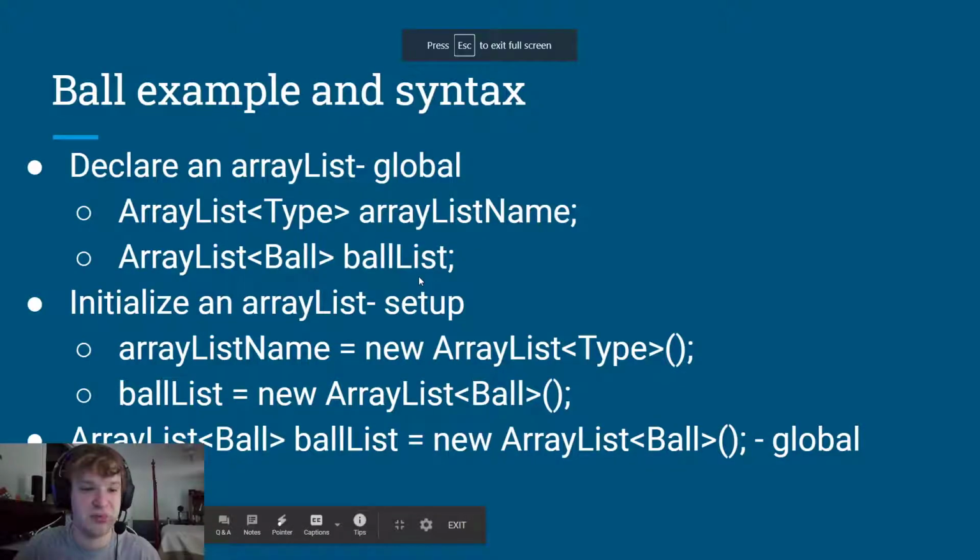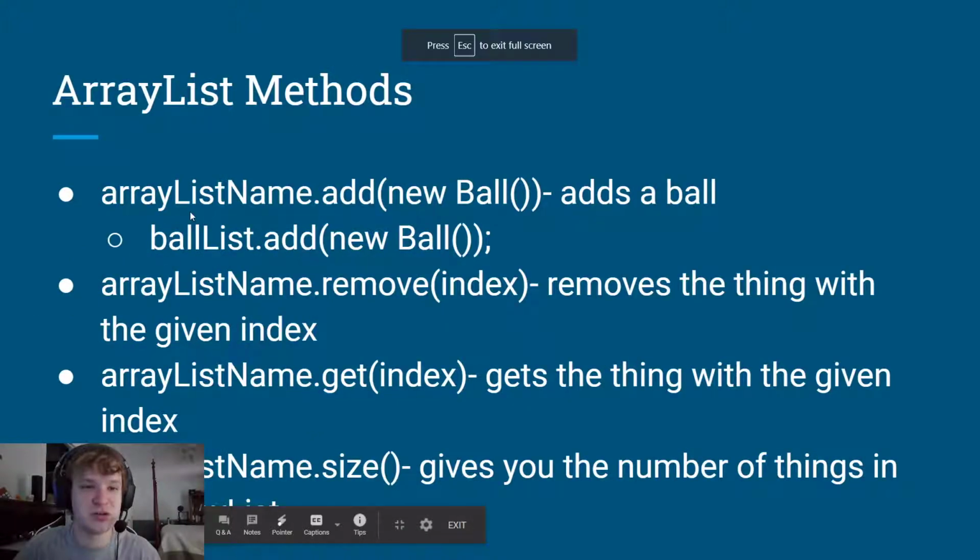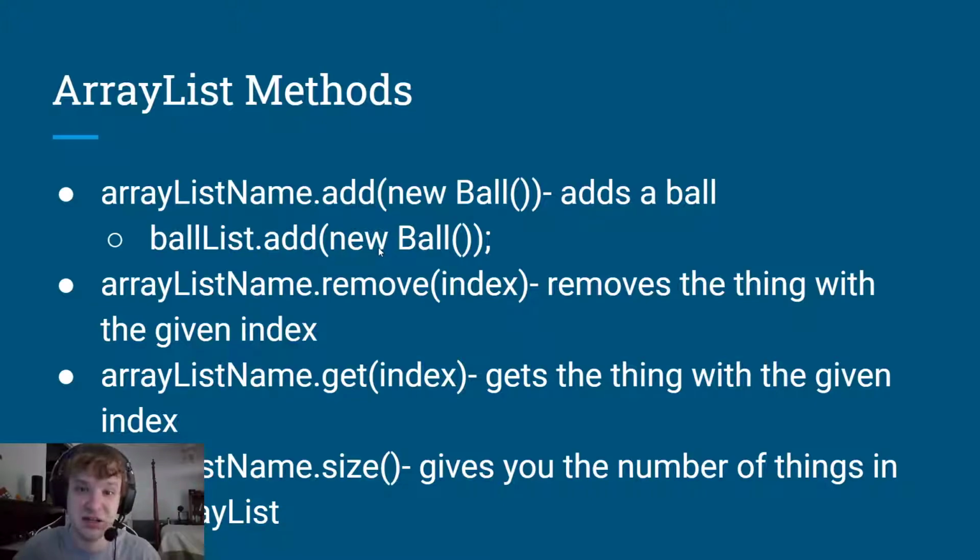So let's bring that up. And so I want to talk about some methods for an array list. So let's say you want to add something to your array list. All you have to do is say ArrayList.add. So when you say .add, and then inside you have some parentheses, whatever you put in these parentheses, it's going to add that to the array list.